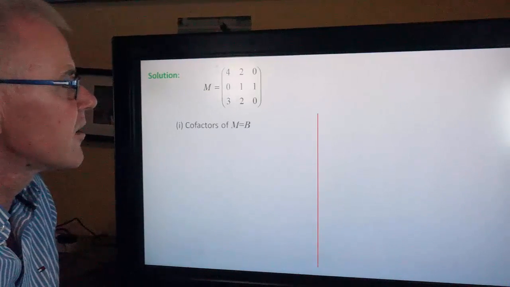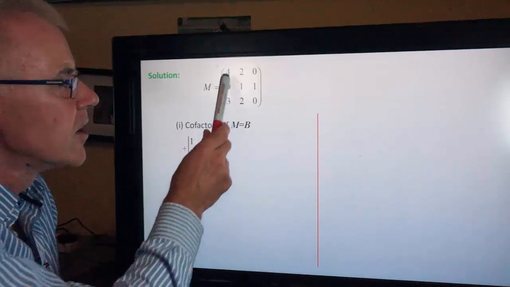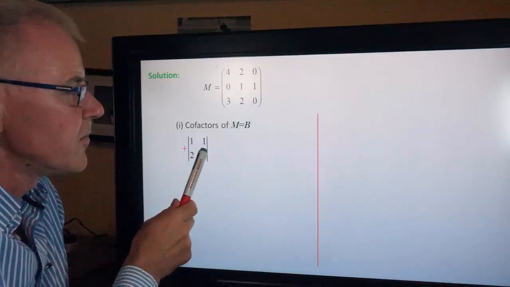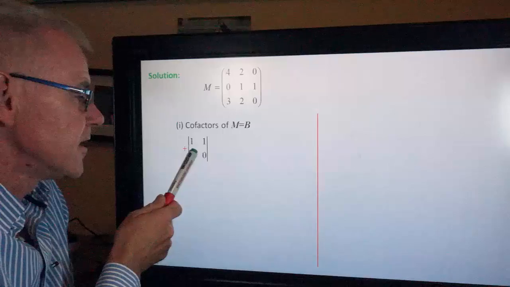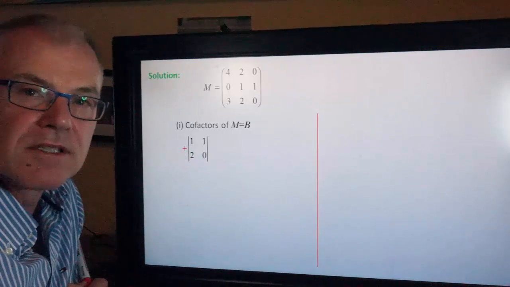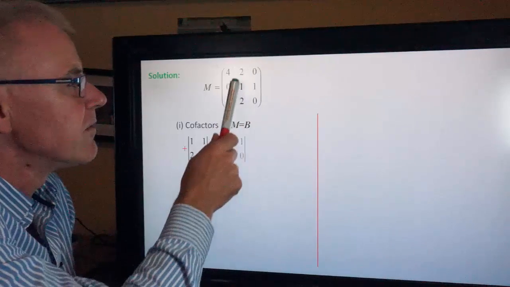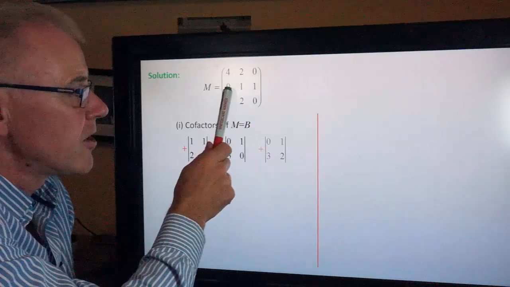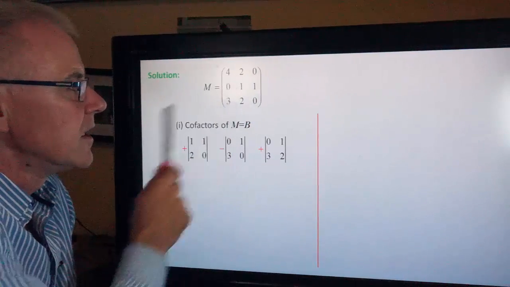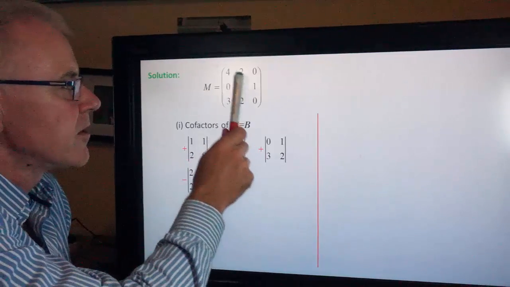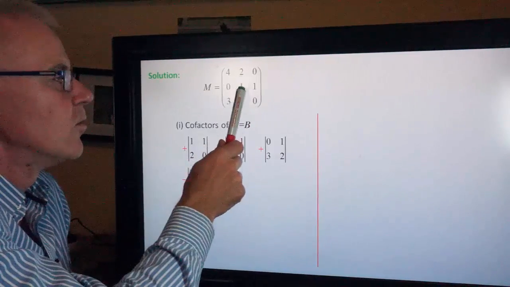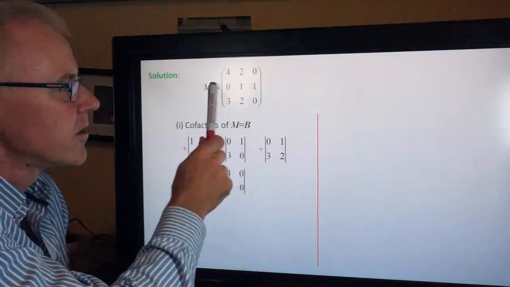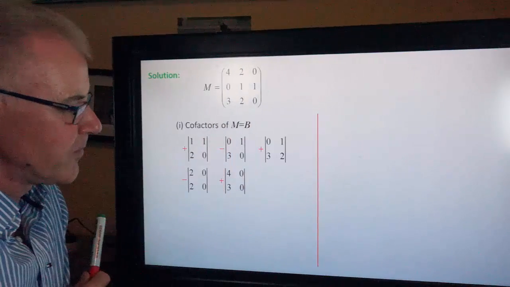So for example, to get the cofactor of the first element 4, we cover the row and the column containing 4, and we're left with the determinant of 1, 1, 2, 0, and the cofactor is the determinant multiplied by the sign, which in this case is positive. The next element 2 will have a determinant of 0, 1, 3, 0. The next element 0 will have a determinant 0, 1, 3, 2. The 0 on the second row will have a determinant of 2, 0, 2, 0. 1 will have a determinant of 4, 0, 3, 0. 1 here will have a determinant of 4, 2, 3, 2.